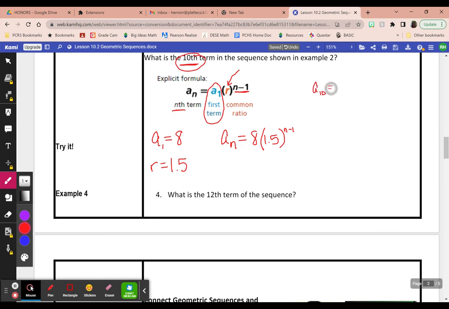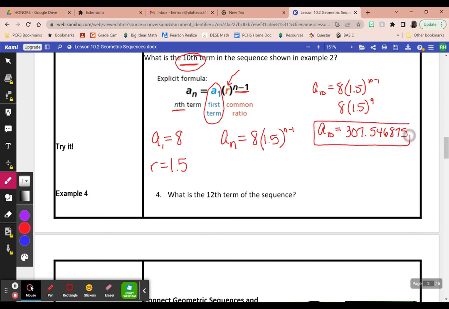So a sub 10 equals 8 times 1.5 to the 10 minus 1. So 8 times 1.5 to the 9th power, and that leaves me with a sub 10, or the 10th term, which is 307.546875. Now, we used all the decimal numbers because they were there on our calculator. If it goes off your calculator to the end, then you have to round, okay?